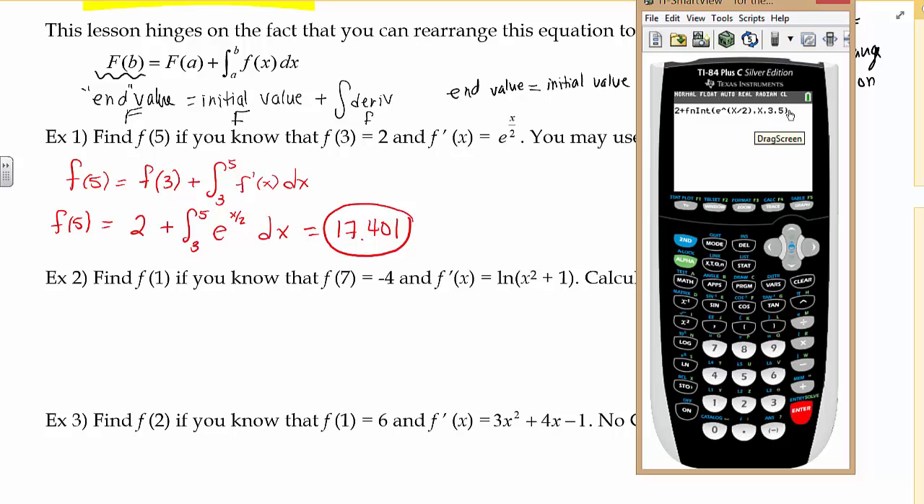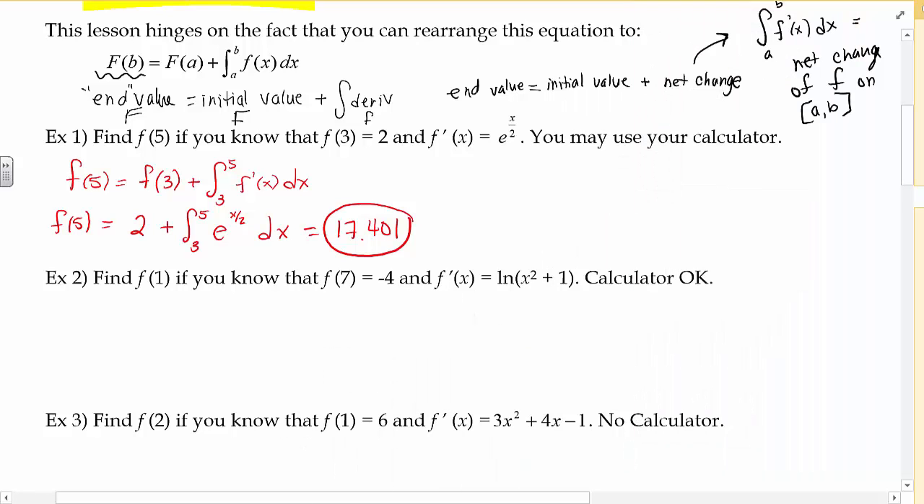All right. Find f of 1 if you know that f of 7 is negative 4 and f prime is ln of x squared plus 1. Okay, fine. So, I know f of 7, I want f of 1. This one, though, I know the end value, I don't know the initial value.